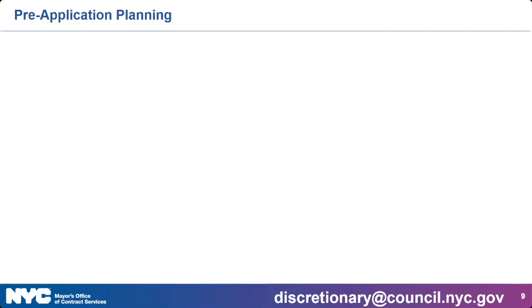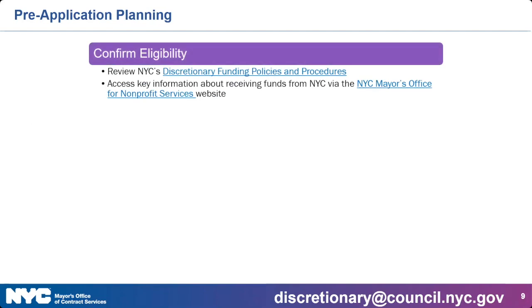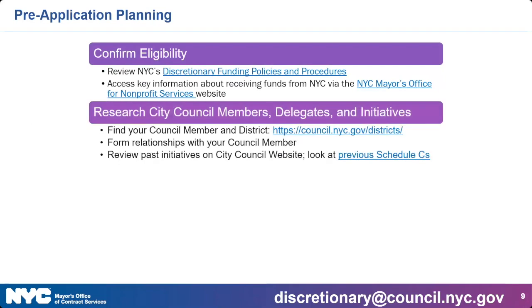So what do you need to apply? Here are some things you can do to prepare for applying. Confirm your eligibility by reviewing the Council funding policies and procedures. There's more information at the Mayor's Office for Nonprofit Services website. Do your research. Identify your council member and district. Building relationships with council members is important. Form one so they can get to know your organization, fully understand what your request is, and how it relates to them, their district, their borough, etc.